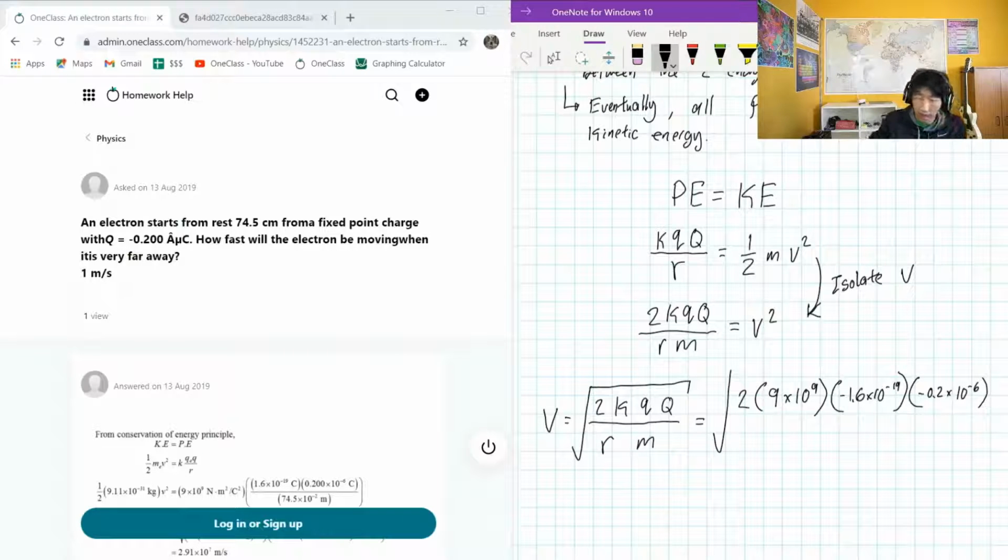And you see how we have a negative here and a negative there. They will cancel each other out. They will neutralize each other into a positive. So everything will be positive under the root, which is pretty good. No imaginary numbers here, no complex numbers here, which is what we expect.